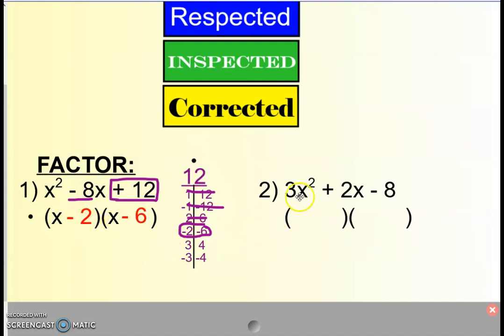Over here, this 3 causes a lot of issues. So, we know we're going to have a 3x and an x. That's the only way we're going to get 3x squared. But now we've got to play with that negative 8. We've got to think about what two numbers multiply to give us negative 8. Well, we have a lot.